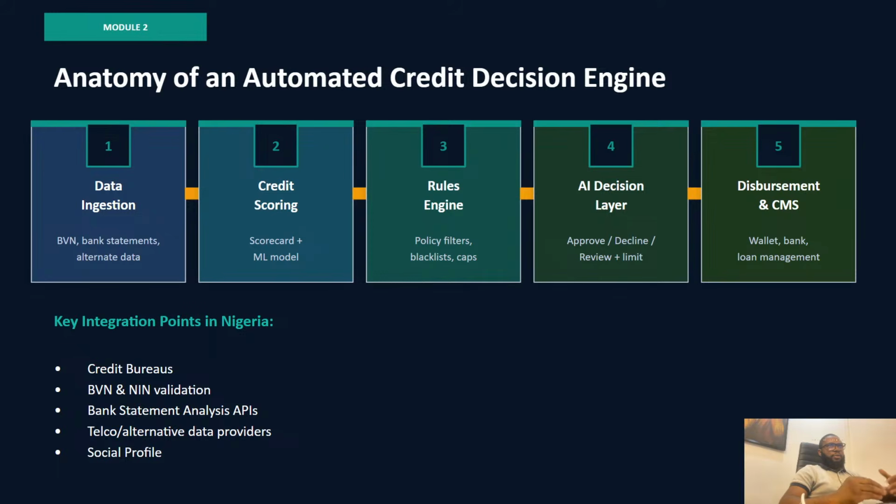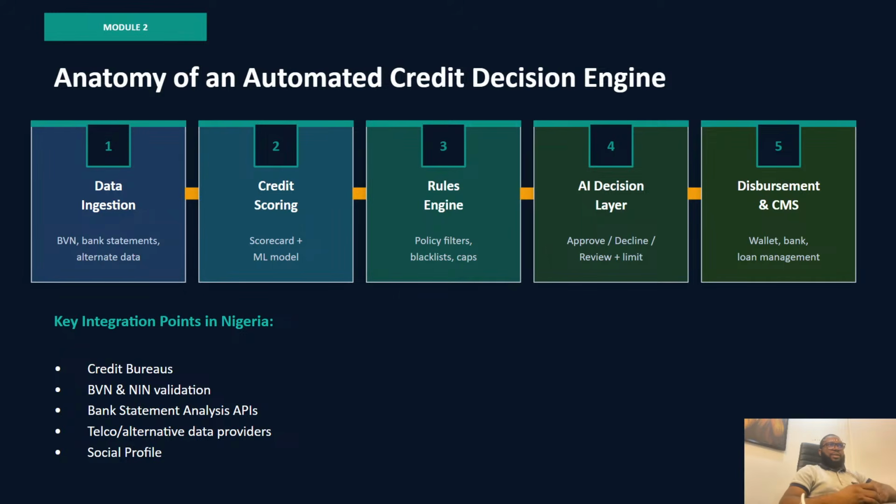And yeah, disbursements and loan monitoring. That's where the feedback loop comes in. After the disbursement, how is the loan performing? Is the customer defaulting on the first payment? Is the customer having missed payments? And so on.